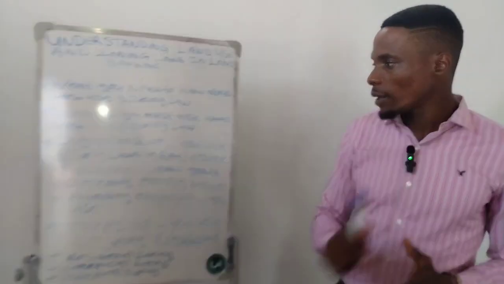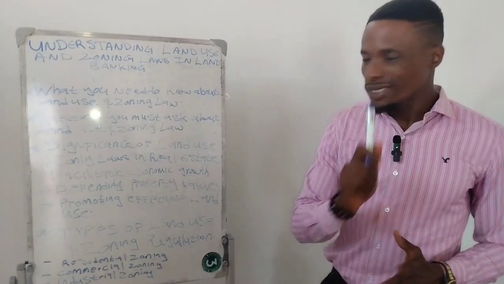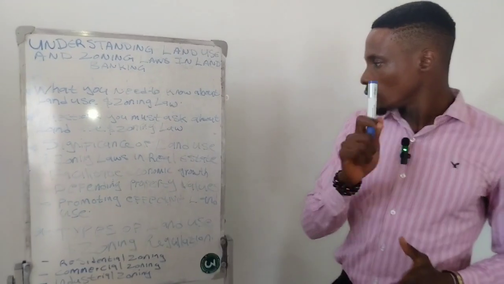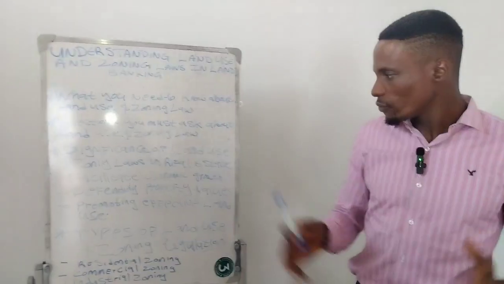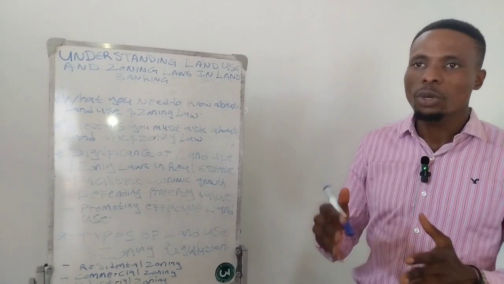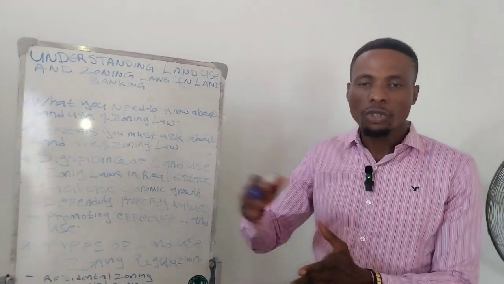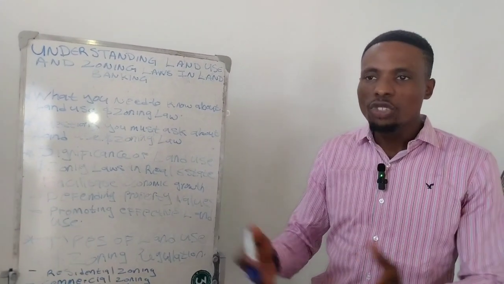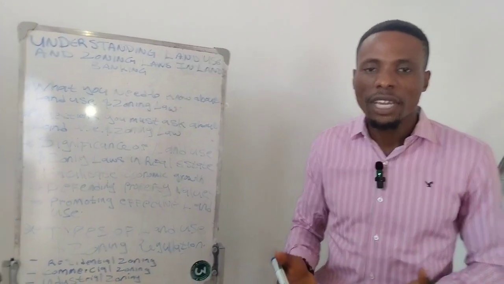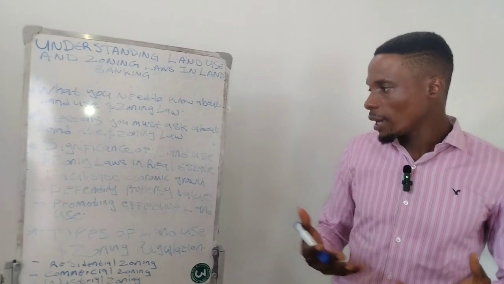So that is one of the significances of these land use and zoning laws, to facilitate economic development. So when you site a land where it's meant for commercial purposes or industrial or agriculture, it is being used specifically for that purpose, and then the area grows economically.